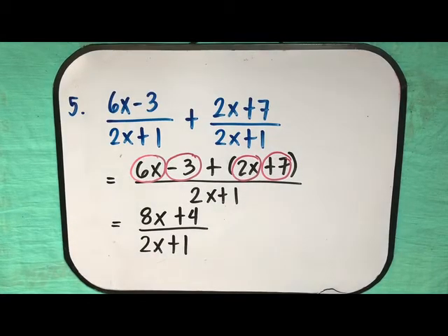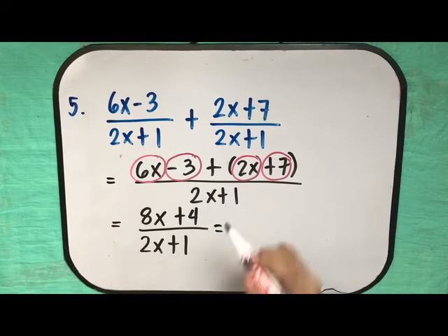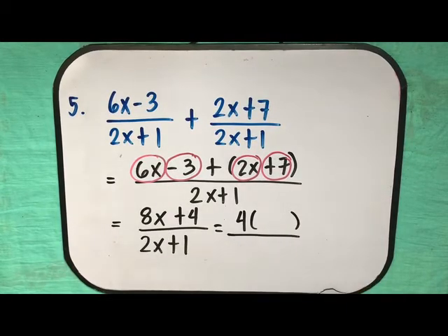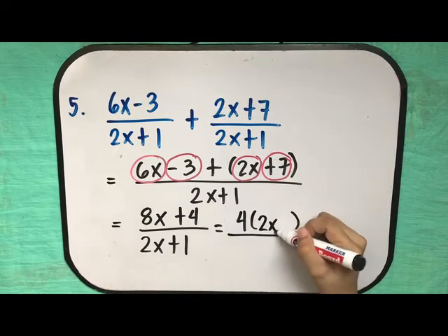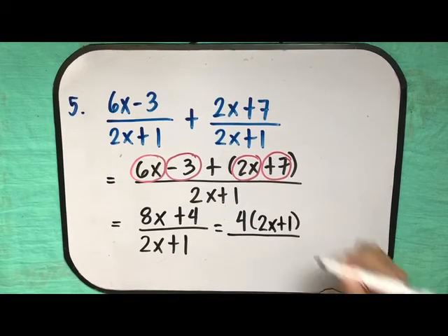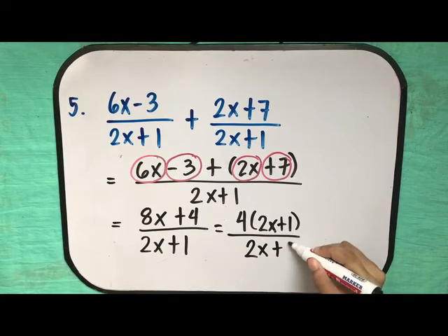Now, observe. Can we still simplify this fraction? Yes. What factoring method can you apply? We can apply common monomial factoring in the numerator. So, what is the common factor between 8x and 4? It is positive 4. And then, to get the remaining factor, we will just be dividing it. 8x divided by 4, you'll get 2x. And then, 4 divided by 4, you'll get positive 1. And then, copy the denominator, 2x + 1.